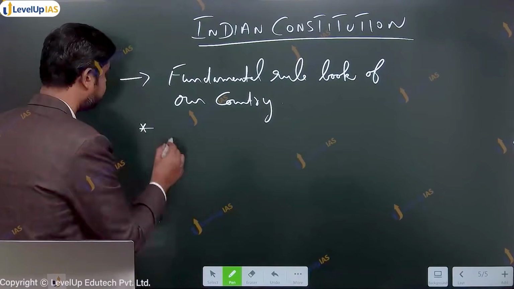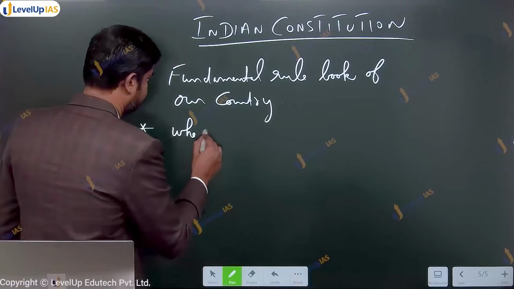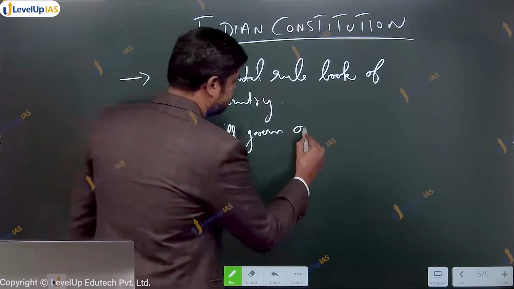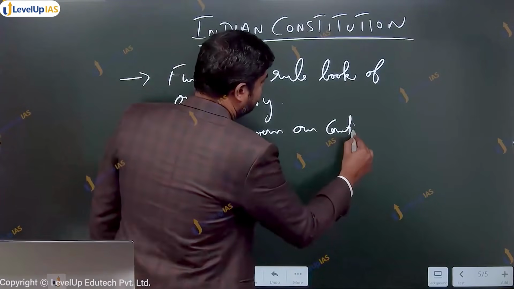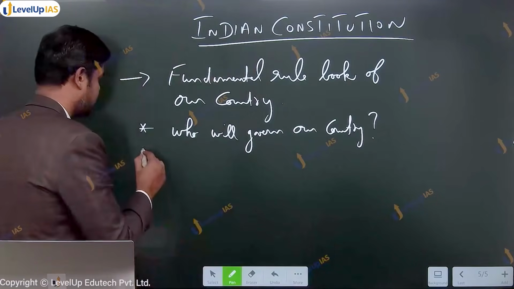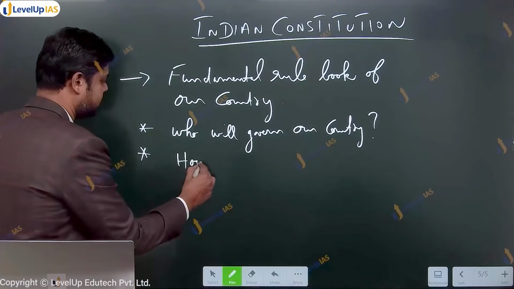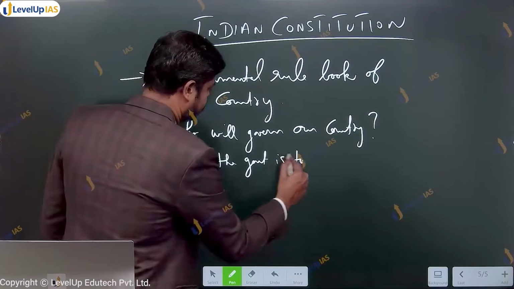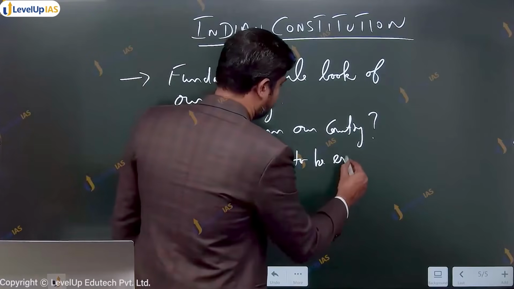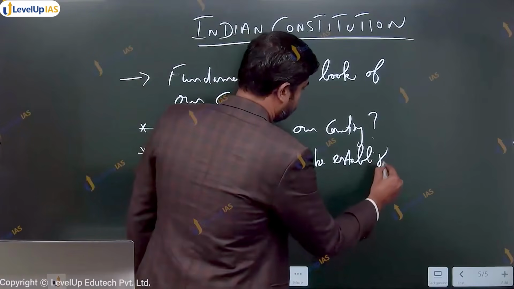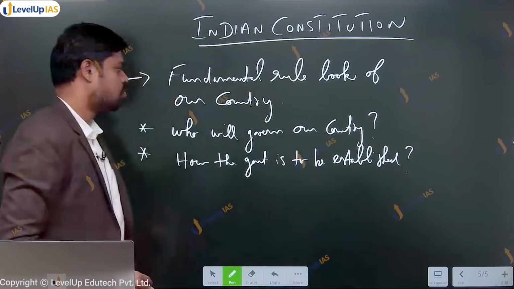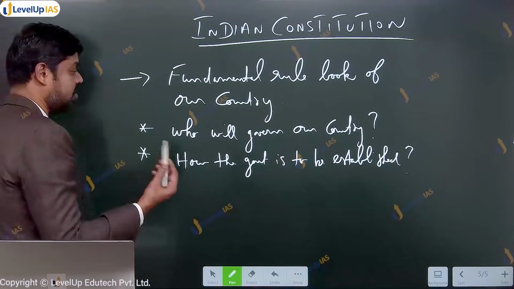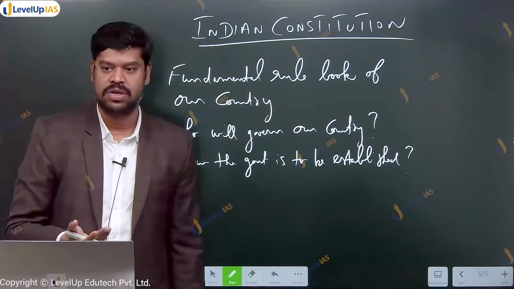Probably it answers who will govern our country. If you say that the country will be governed by the government, then the next question is how the government is to be established. So who will govern? The government will govern. How is the government to be established? The government is to be established by an election. So somebody answered me, it has to be through election.